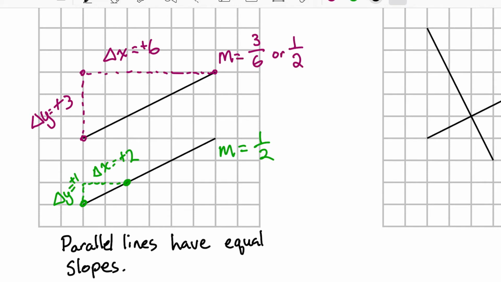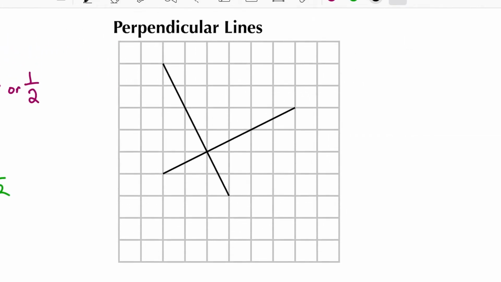You should know that. Here we have some perpendicular lines. You can see that they're perpendicular. They form at a right angle. Now you can say they're not going to have equal slopes. In fact, one of them is going to be a negative slope and one of them is going to be a positive slope. So if we have one line that's a negative slope, this perpendicular line is going to have a positive slope. But now let's check out the actual slopes.